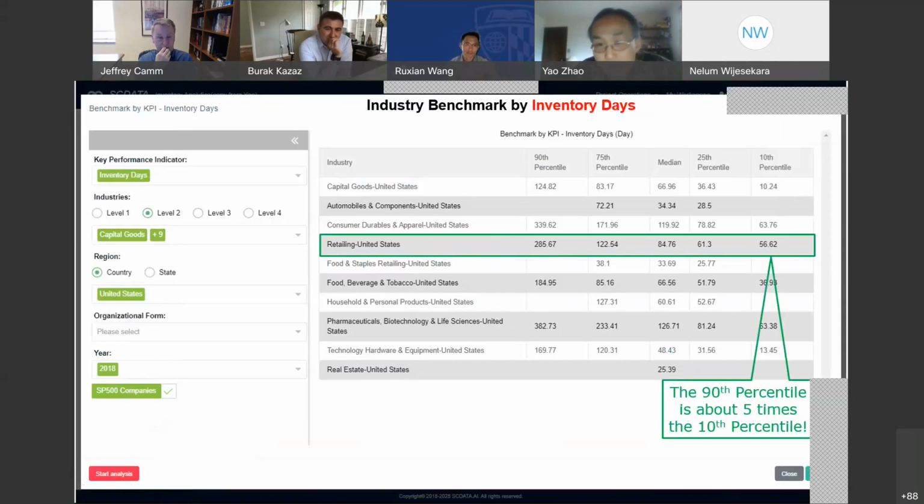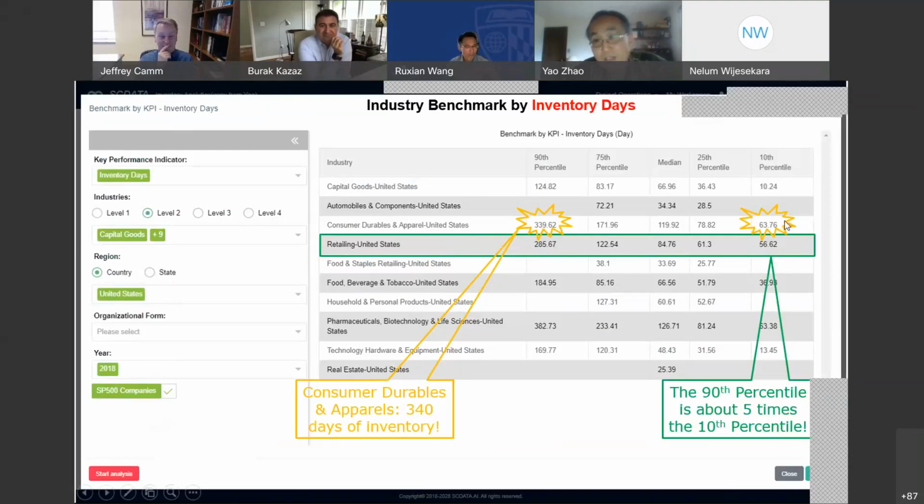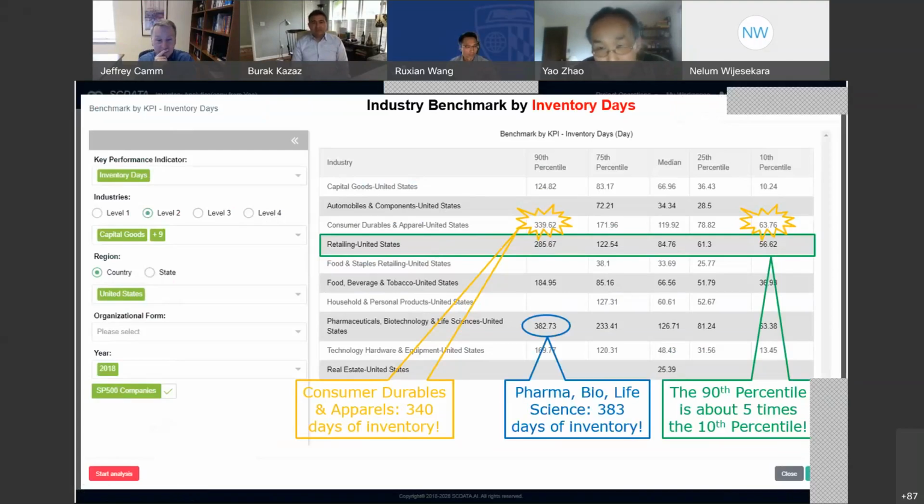Now, this is not the most dramatic one. If you check, let's say, consumer durables and apparel, you will see that the 10th percentile, the best cases, is about 60 days, but the worst case is almost 340 days. It's almost a year. And if you look at pharmaceuticals, it's more than 1 year. So if you look at the data, you'll be surprised to see the wide gap in performance for companies even in the same industry and countries.